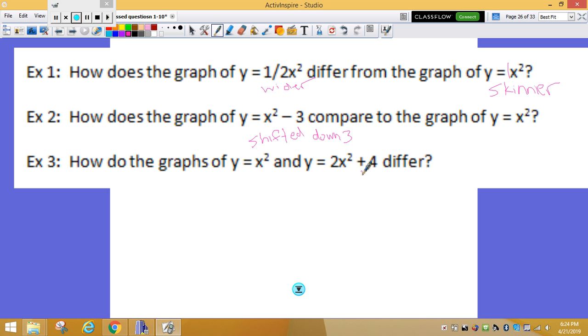Okay, how do these graphs differ? Well, this is a 1 and this is a 2, which means this one's going to be skinnier because 2 is bigger than 1. This one's also going to be shifted up because it's a plus 4.